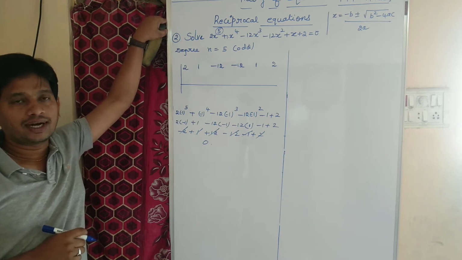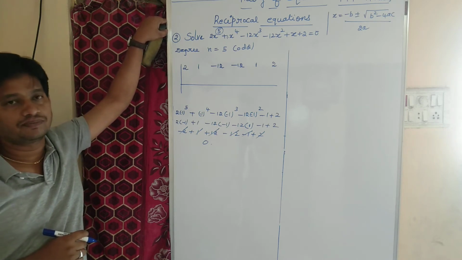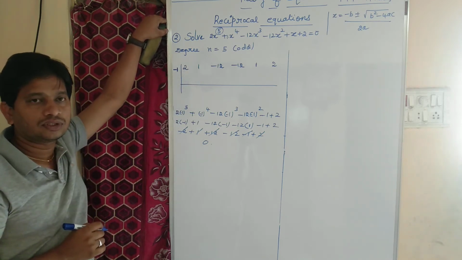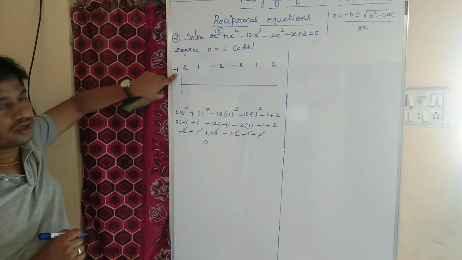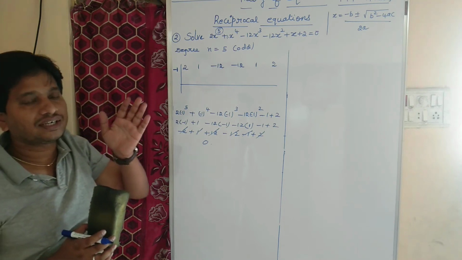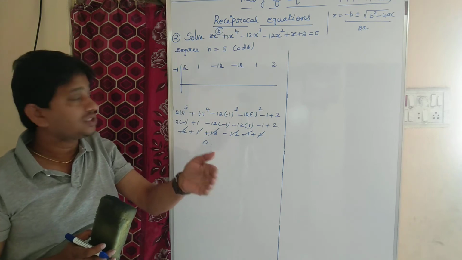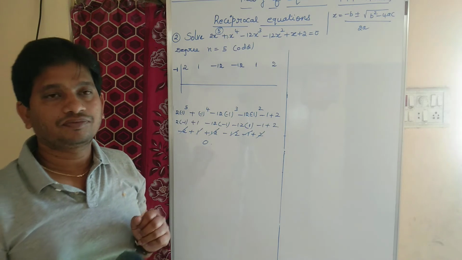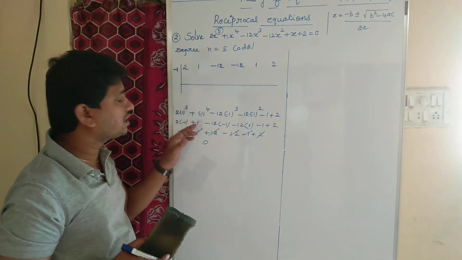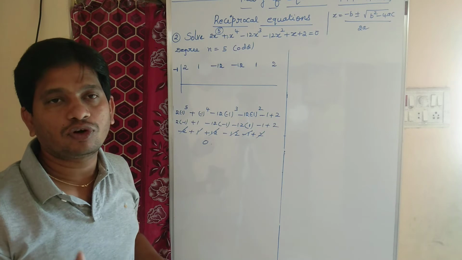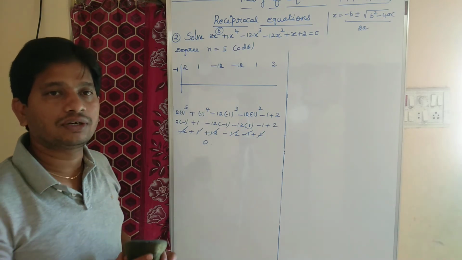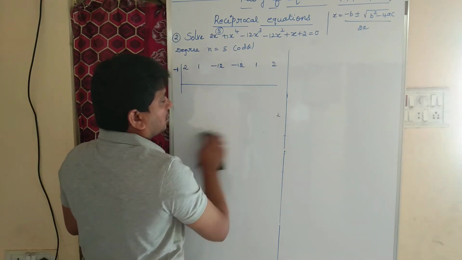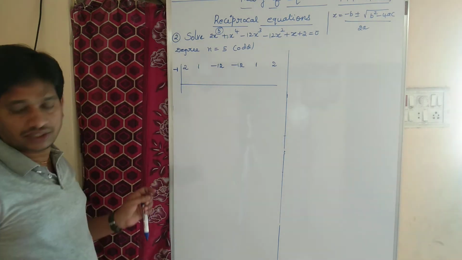Children, what we got? At x equal to minus 1, we got 0. So x equal to minus 1 is a root of the equation. Children, did you understand how we took minus 1? By using the trial and error method, first we checked whether x equal to minus 1 is a root of the given equation or not. When we substitute minus 1 in place of x, we got the result 0. Hence x equal to minus 1 is a root of the given equation, which is a reciprocal equation, right?